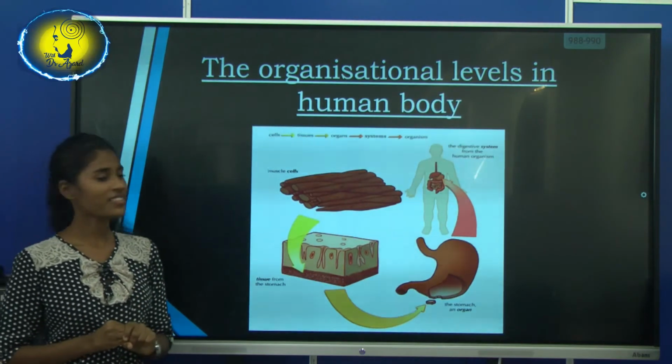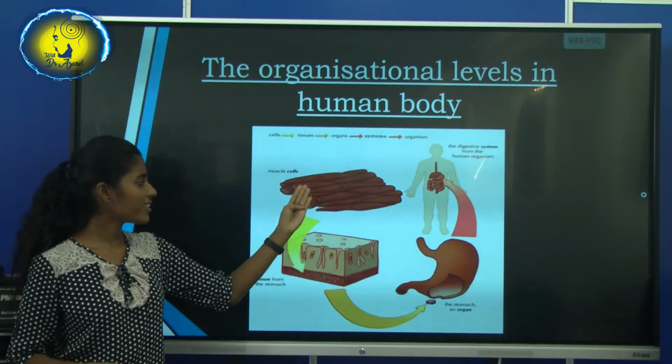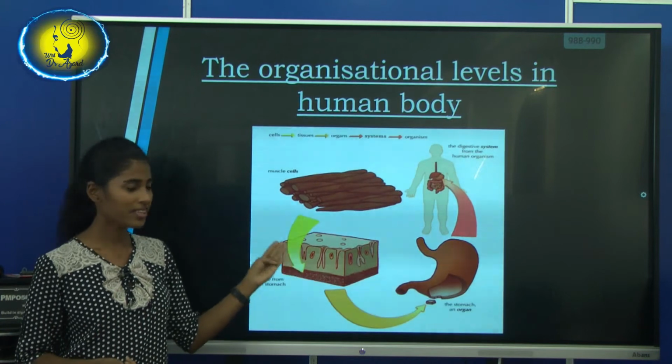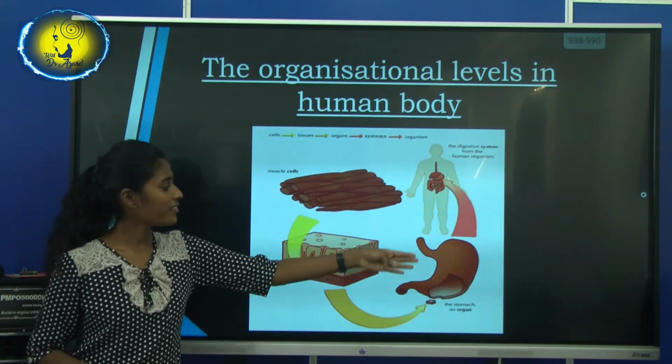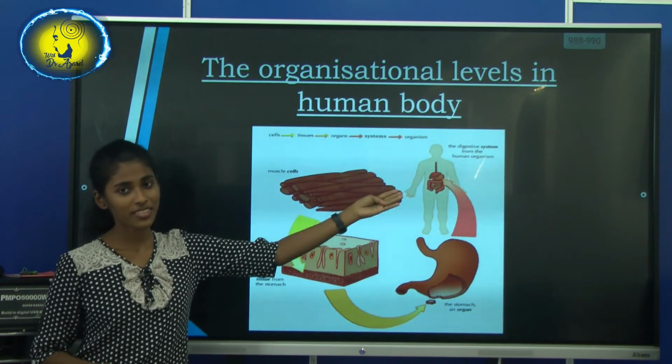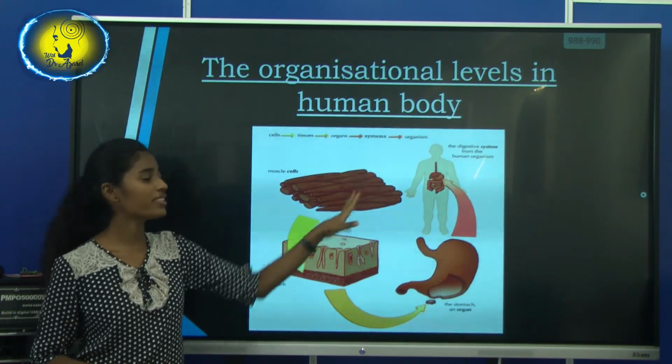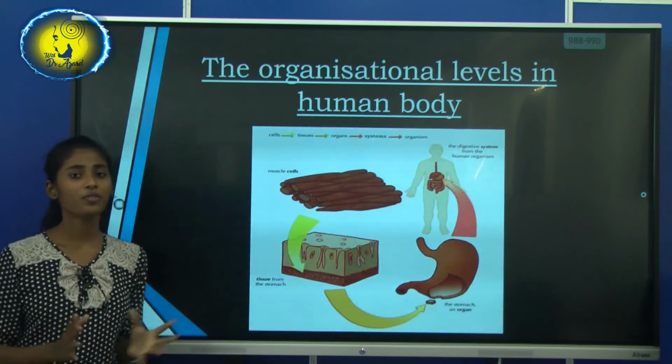You can see in this diagram, cells get together and make tissues. Tissues get together and make an organ. This is the liver, and the liver gets together with other organs and makes your digestive system. After that, all the systems get together and make the full organism.